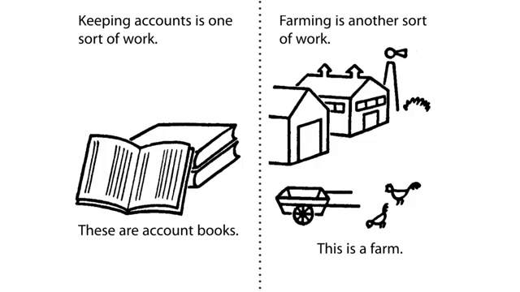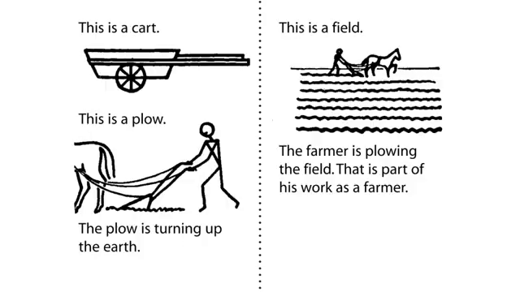This is a farm. This is a cart. This is a plow. The plow is turning up the earth. This is a field. The farmer is plowing the field. That is part of his work as a farmer.